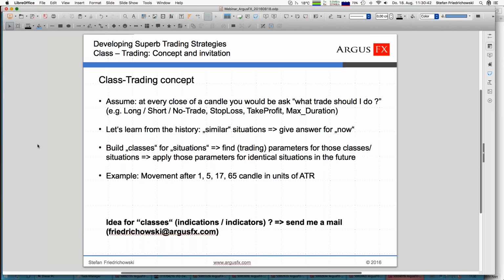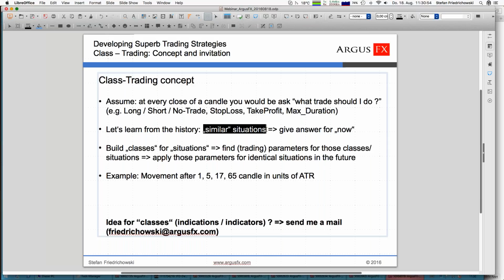And simply because if you look to the history, we might have what I simply call here similar situations. Since trading in general is the thinking that something what has been good in the past or has happened in the past might be a good idea for the future as well. Therefore, it might be a good idea to look for similar situations which we have.